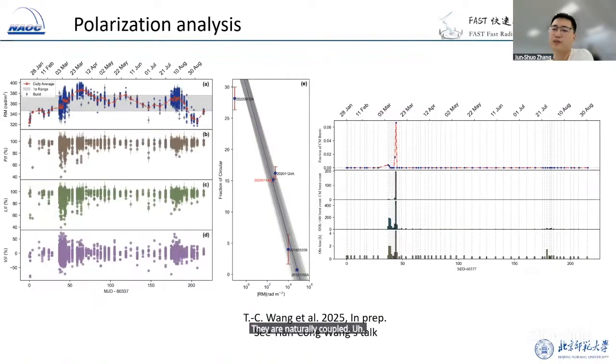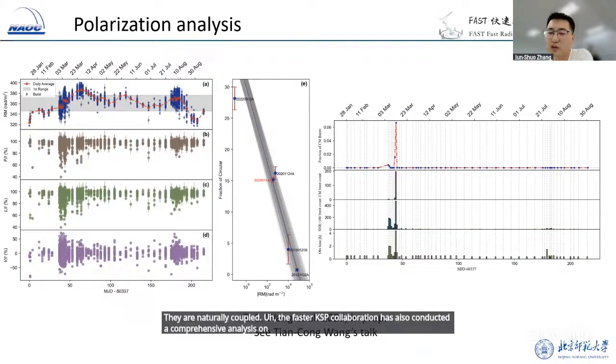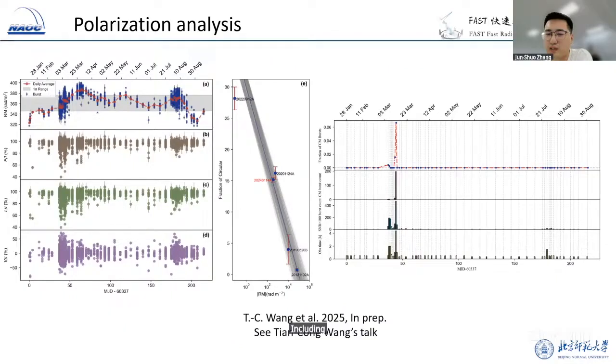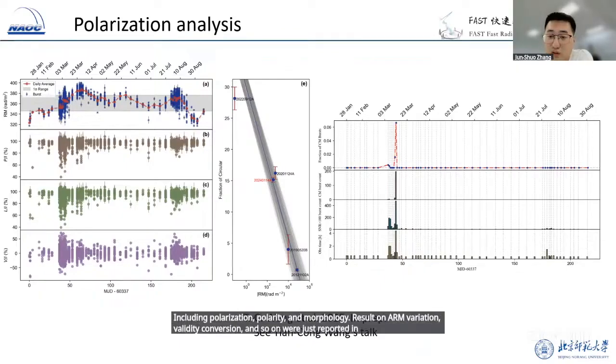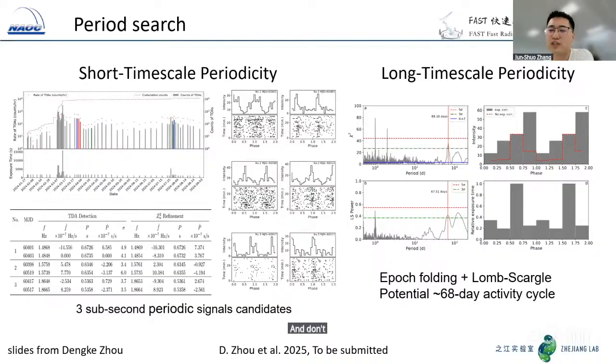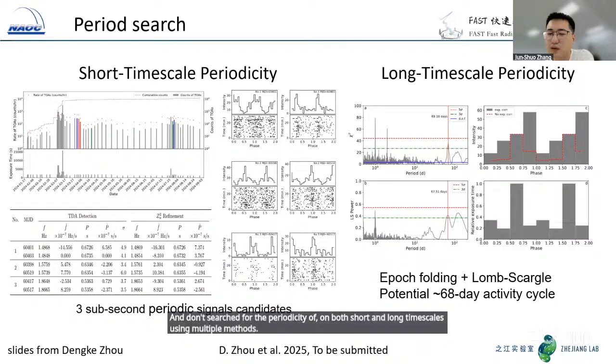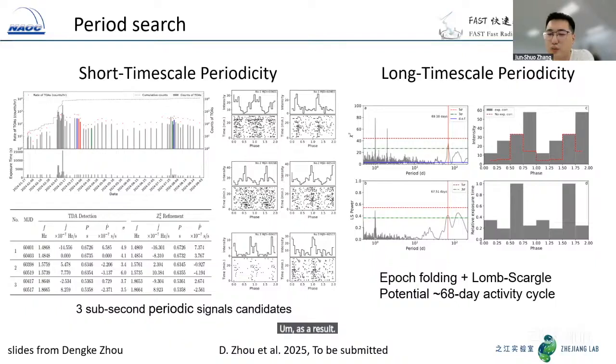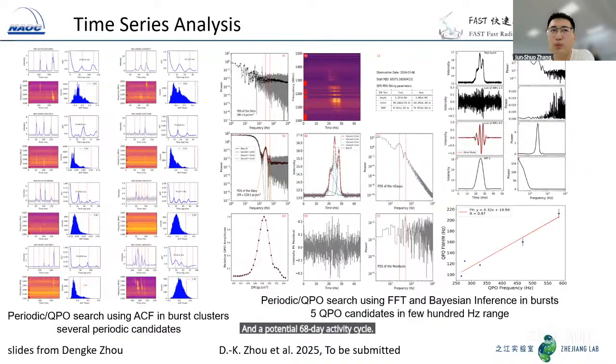The first KSP collaboration has also conducted a comprehensive analysis on this repeater, including polarization, periodicity, and morphology. Results on arm variation, Faraday conversion, and so on were just reported in Tianzong Wang's talk. And Deng and Zhou searched for periodicity on both short and long timescales using multiple methods. As a result, we identified 3 sub-second period candidates and a potential 68-day activity cycle, and several QPO candidates.